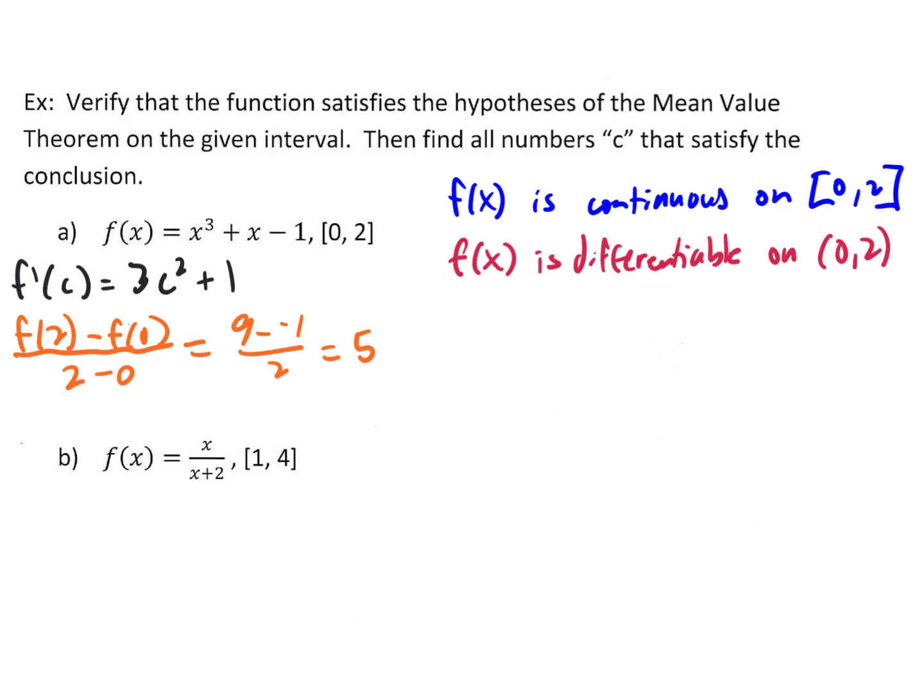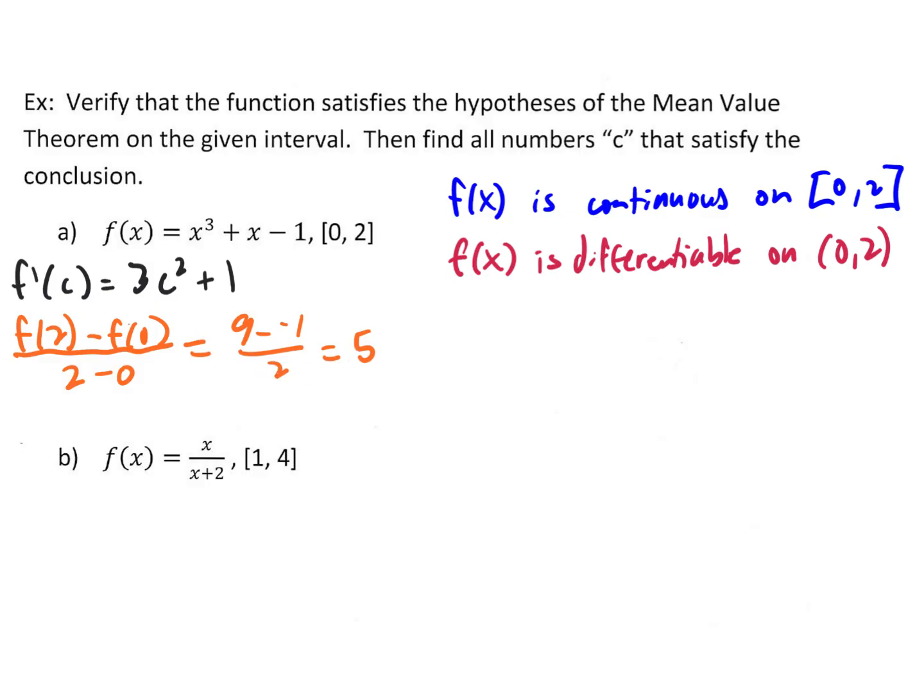10 over 2. My bad. 8 plus 2 is 10. Oh, I'm forgetting to plug 0 in. My bad. Okay, so I plug 2 in. Let's start again. 8 plus 2 is 10. Minus 1 is 9. Plug 0 in, I get negative 1. So 9 minus negative 1, this is 10 over 2, which is 5.